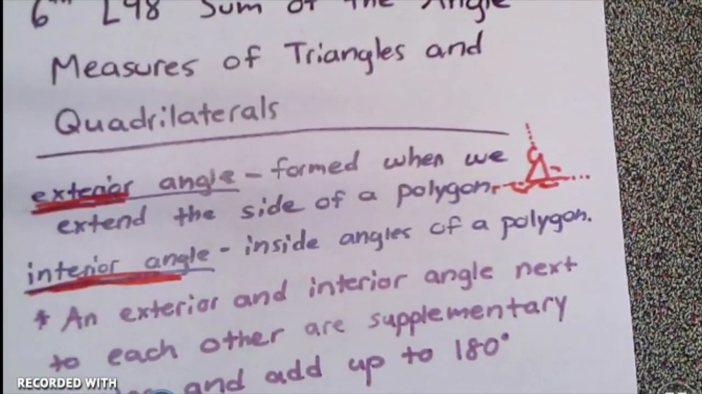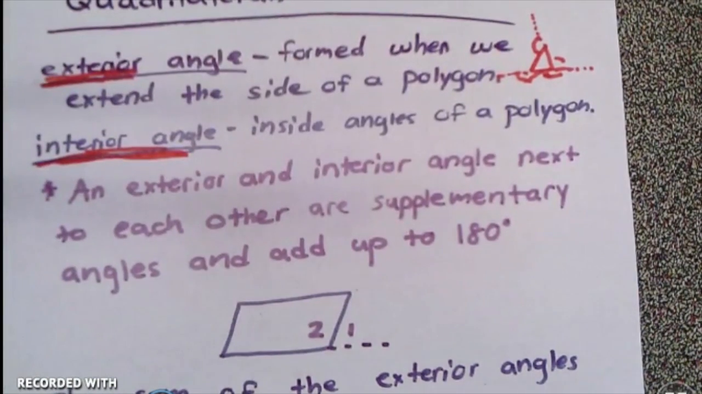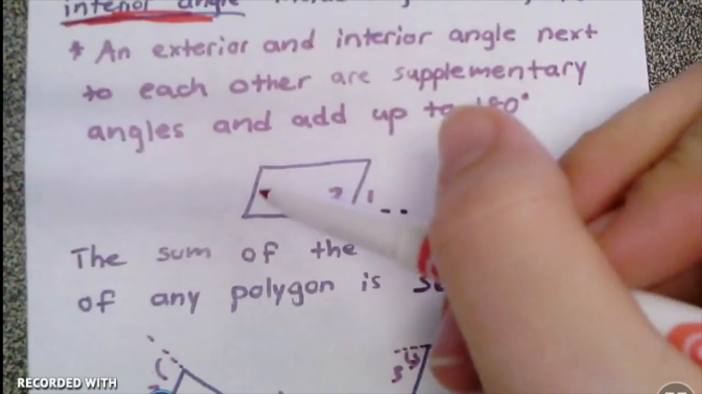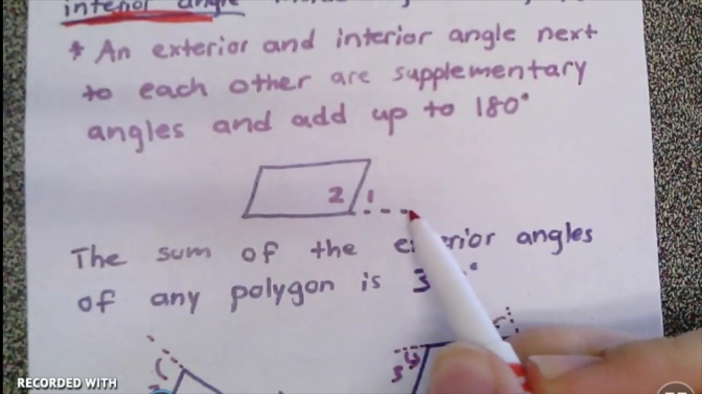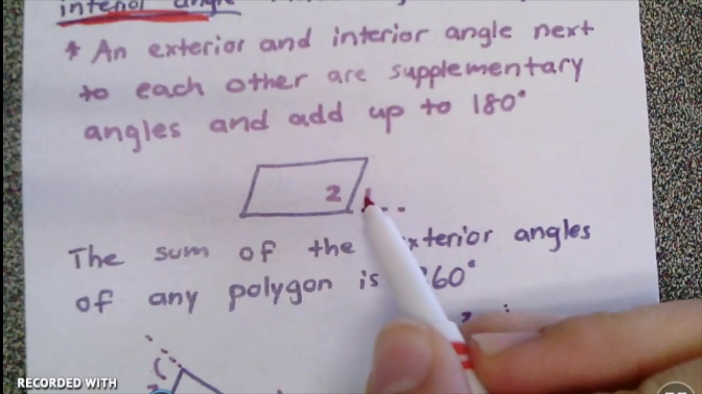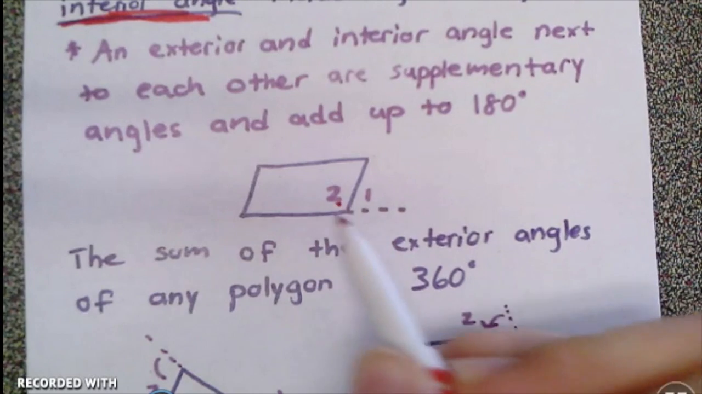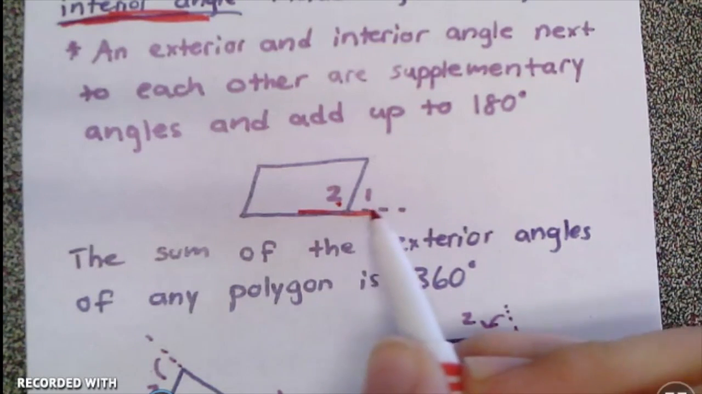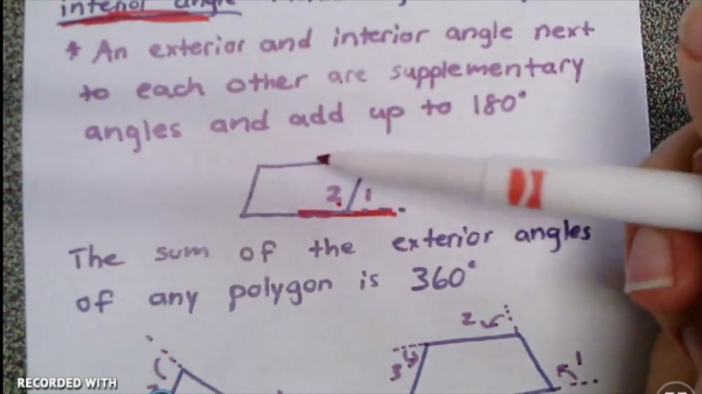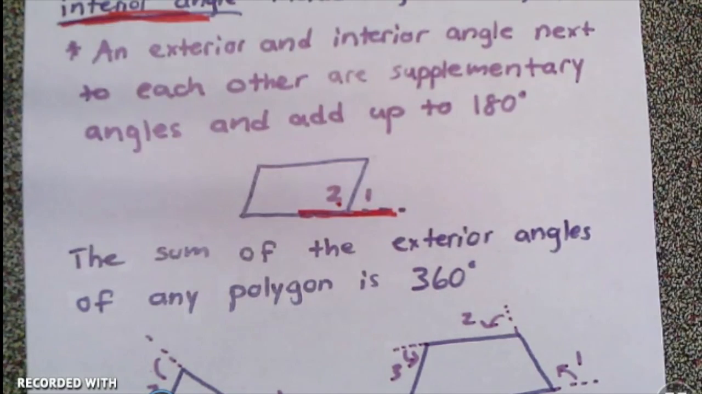We've only done it in one of those word problems where we talked about running around the park before. An exterior and interior angle next to each other are supplementary angles and add up to 180 degrees. So if you look at this picture here, we have a parallelogram. They extended the side and drew the exterior angle right here as 1. And it's saying that this angle plus this angle are supplementary. They're going to add up to this straight line, so that means they'll add up to 180 degrees. So if we know what 1 is, then we can figure out what 2 is by subtracting it from 180.